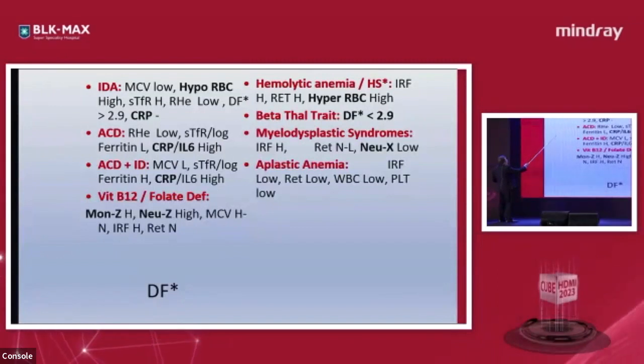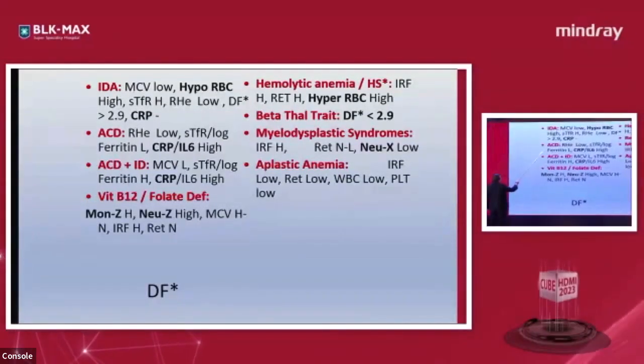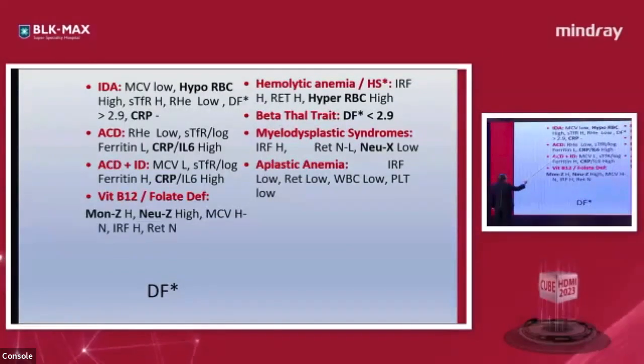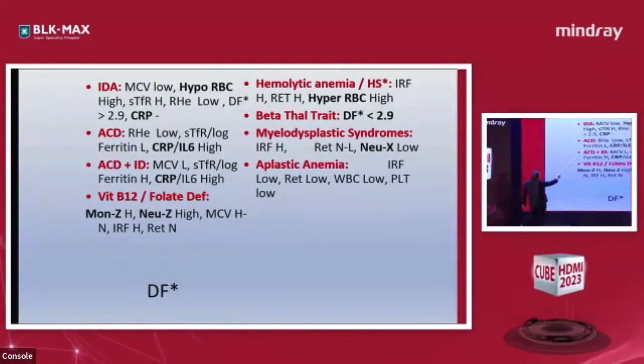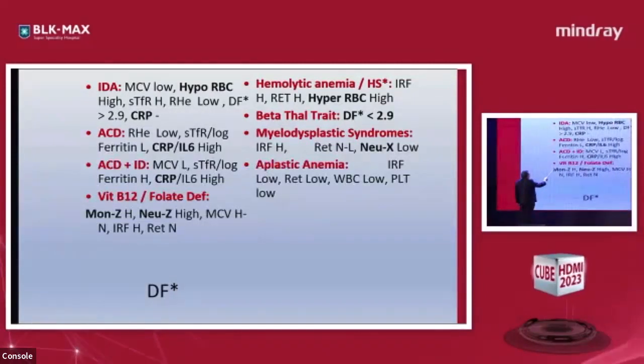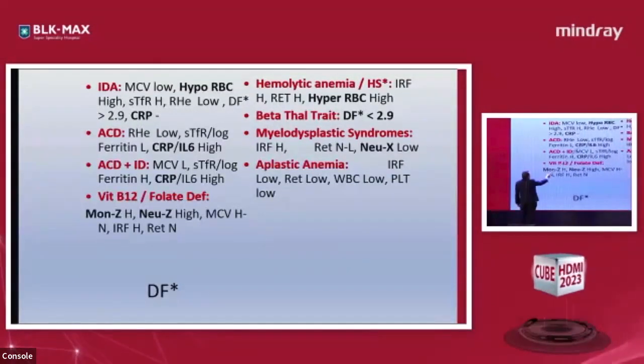Summary. For iron deficiency anemia, MCV is low, hypochromic RBC is high, soluble transferrin receptor is high, reticulocyte hemoglobin is low, the discrimination factor differentiates it from thalassemia, and CRP is negative. Okay? Anemia of chronic disease, reticulocyte hemoglobin low, similar to that.